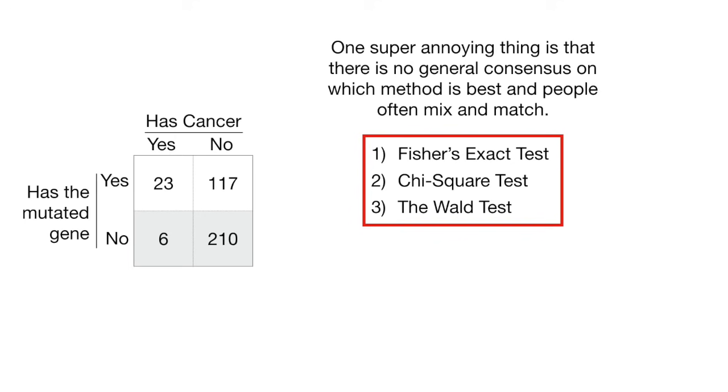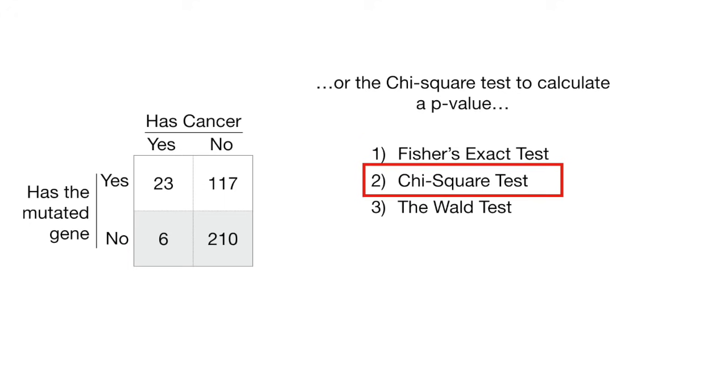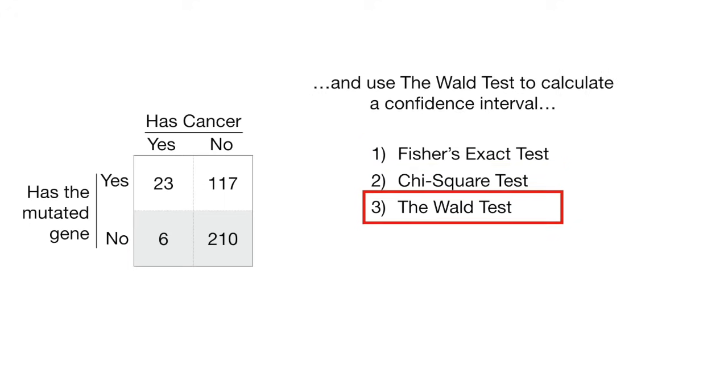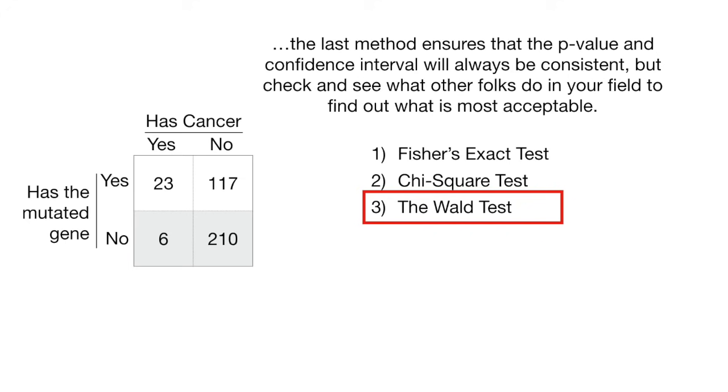people often mix and match. Some people will use Fisher's exact test or the chi-square test to calculate a p-value, and use the Wald test to calculate a confidence interval. And some people are happy to let Wald do all the work, calculate the p-value and the confidence interval. The last method ensures that the p-value and confidence interval will always be consistent, but check and see what other folks do in your field to find out what is most acceptable.